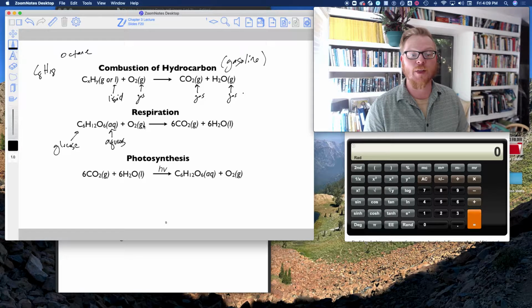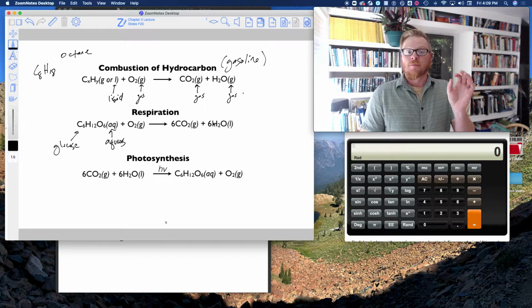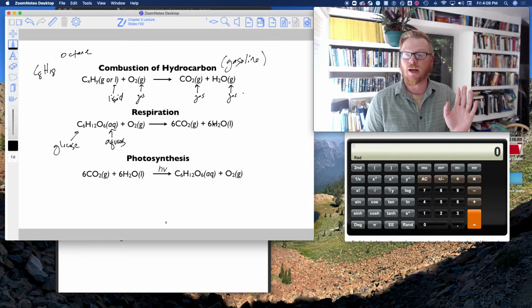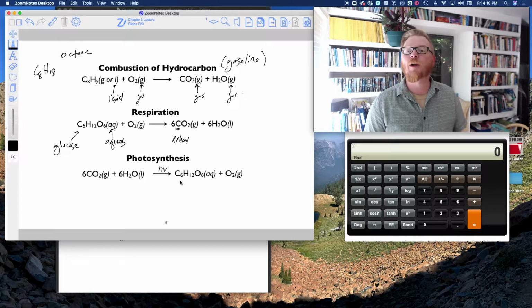But look how similar that is. Plus oxygen makes carbon dioxide and water. That's very cool. So everyone breathe with me. And I want you to know that the carbon that you exhale comes from the carbon that you eat.